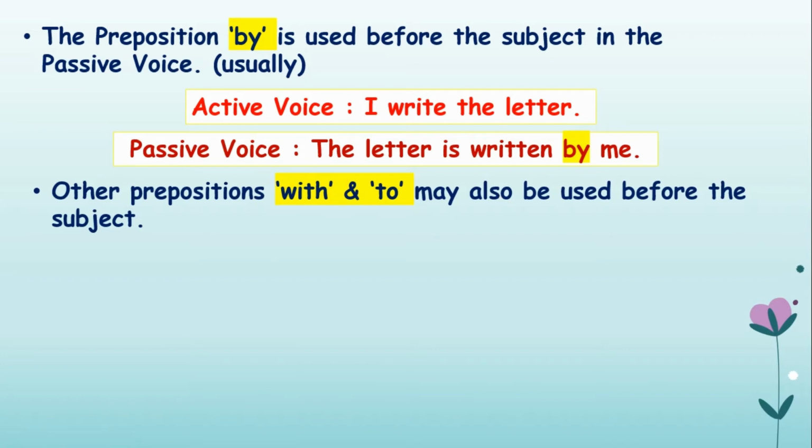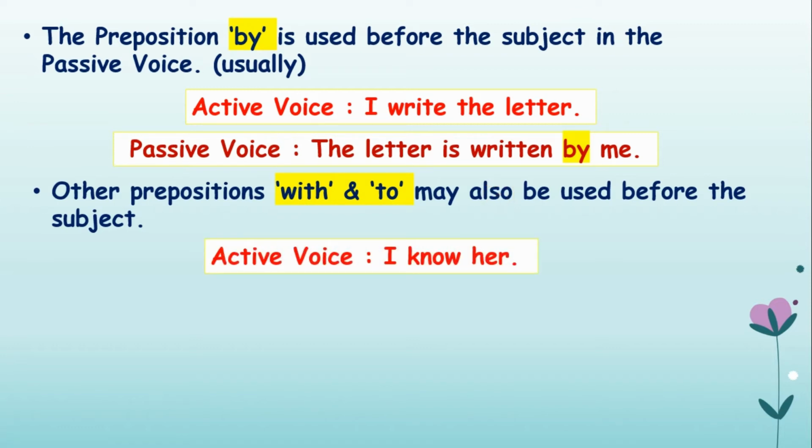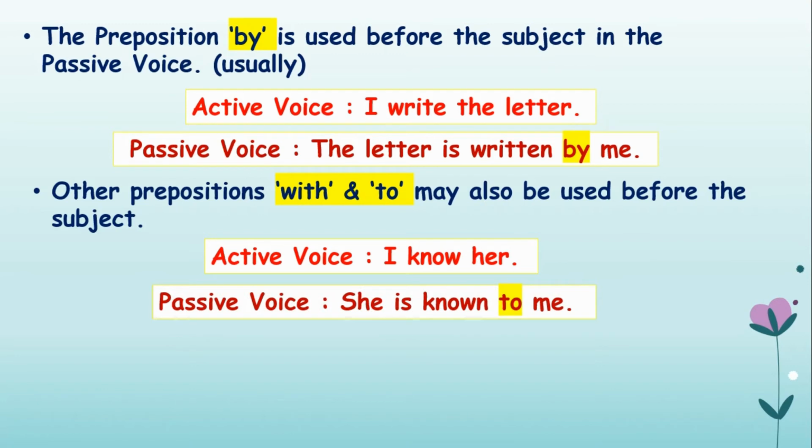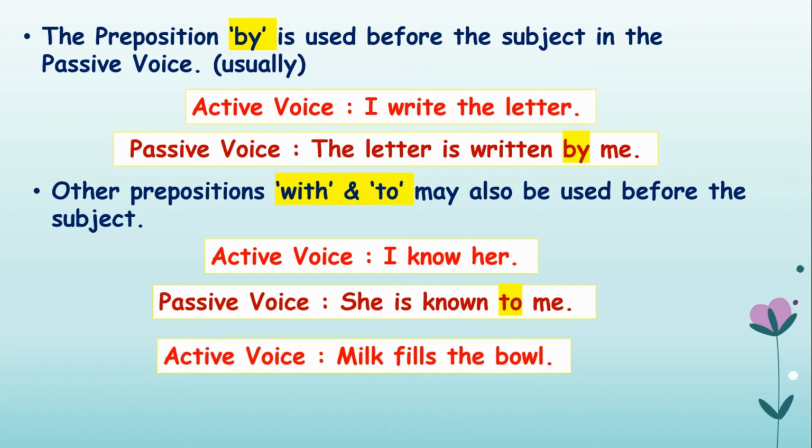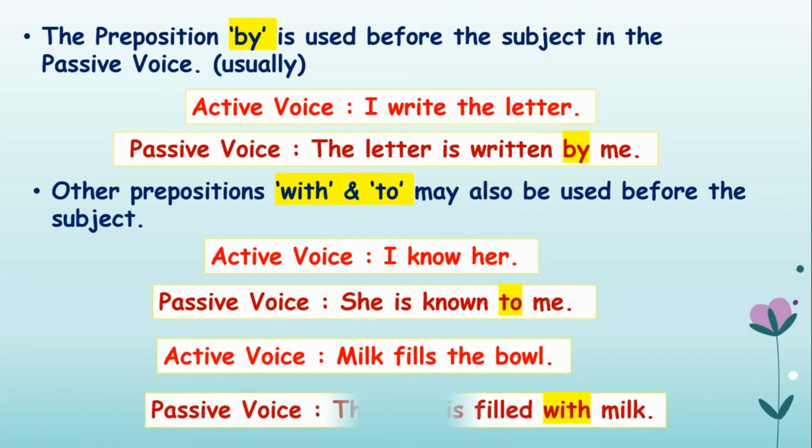Other prepositions, with and to, may also be used before the subject in the place of by. Let us see. Active voice, I know her, and passive voice, she is known to me. Okay, active voice, milk fills the bowl. Passive voice, the bowl is filled with milk. So with and to can be used in the place of by sometimes.